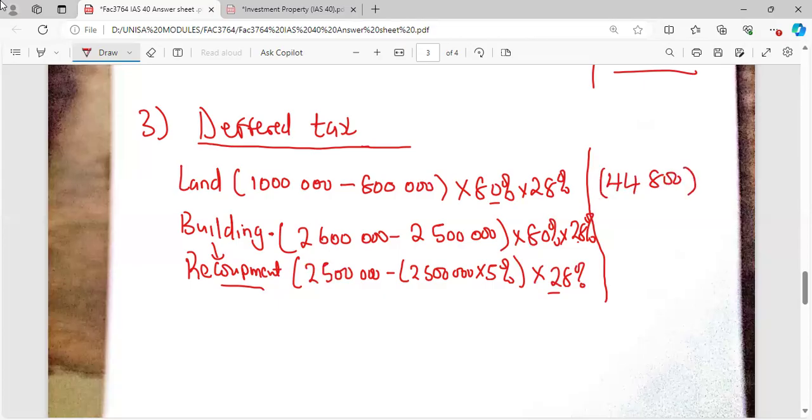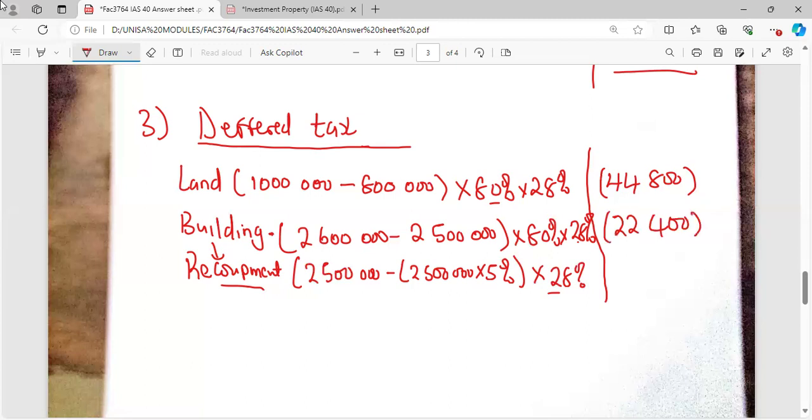Then on the building, 22,400. Hello, you said 22,400. Yes. 22,400 is a liability again.